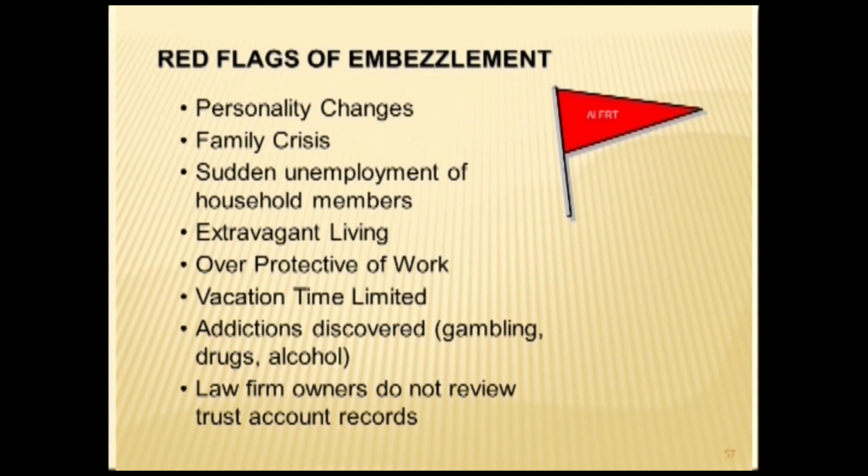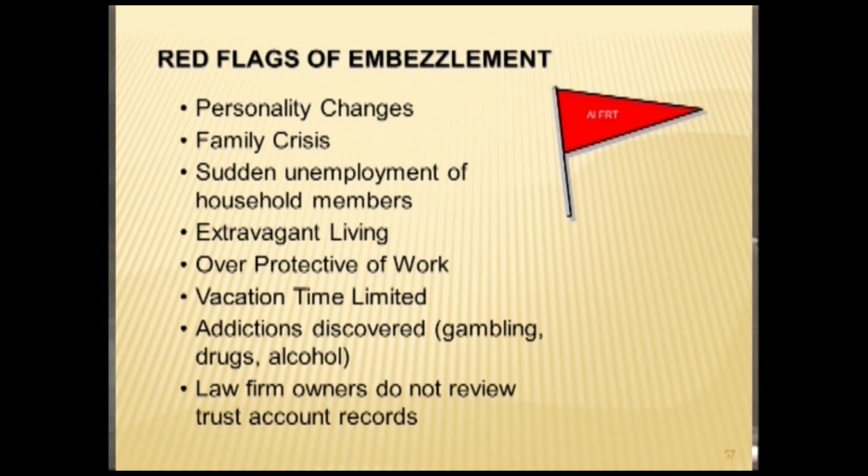overprotective. An employee is overprotective of their work, an employee who won't take a vacation. Addictions discovered. It's discovered someone on the staff has a gambling addiction, drug addiction, alcohol addiction. This is very dangerous, and this person should be cut out of any nexus to the firm's money or the client's money. Law firm owners that do not receive their bank statements unopened or do not review their account reconciliations, that's actually considered a red flag of embezzlement. If you're not reviewing your statements thoroughly every month, that's an opportunity for theft.